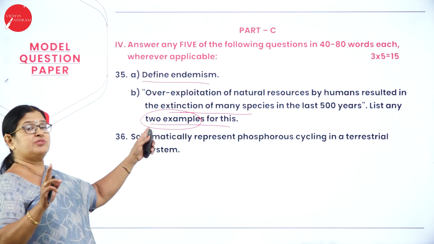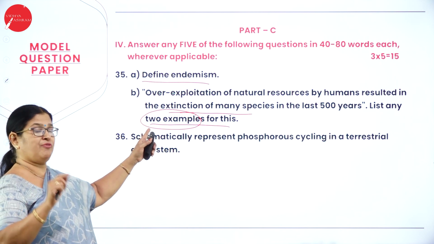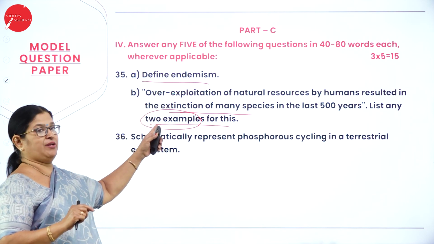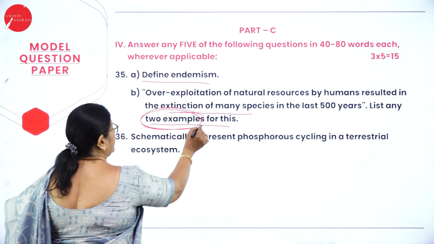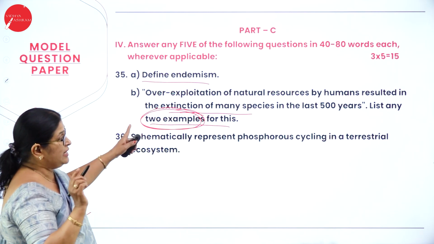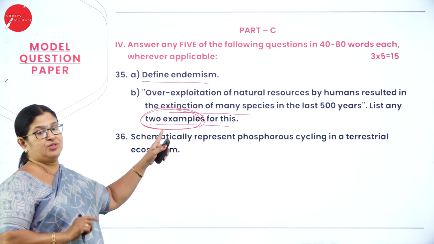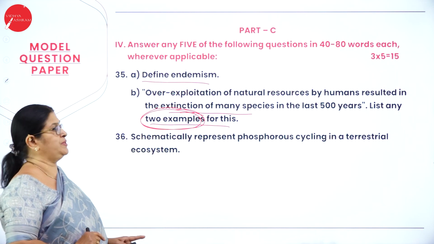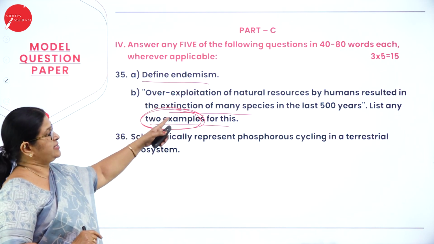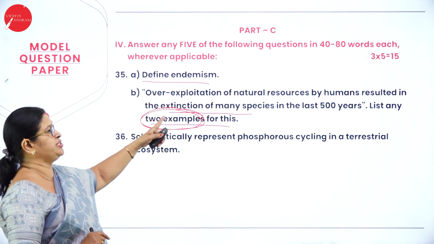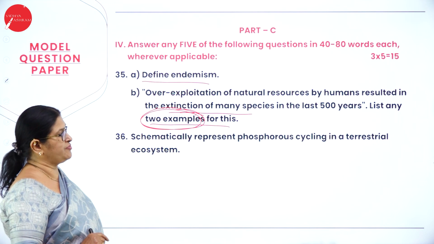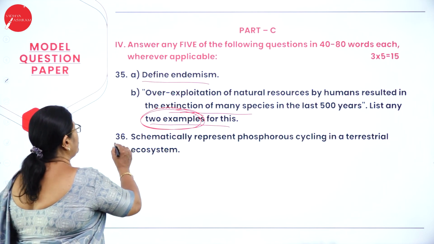Suppose you state only 1 example, so you'll get only 1 mark. There 1 mark, here 1 mark, so you'll be losing 1 more mark. So make sure you read the question carefully. They've asked what? List any 2 examples. So make sure you write 2 examples for stating that overexploitation of natural resources by humans resulted in the extinction of many species in the last 500 years.